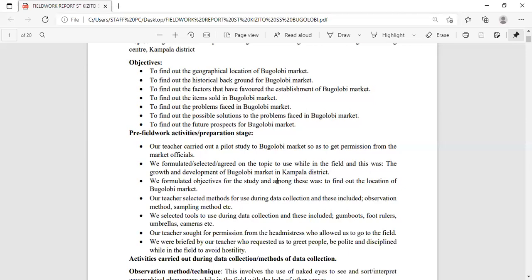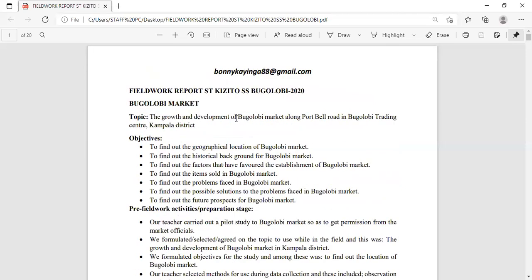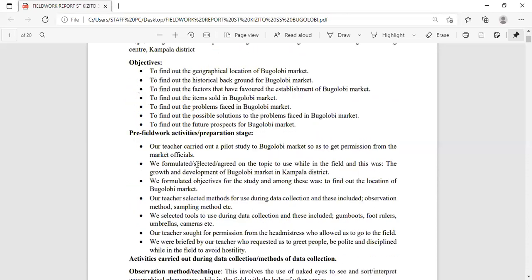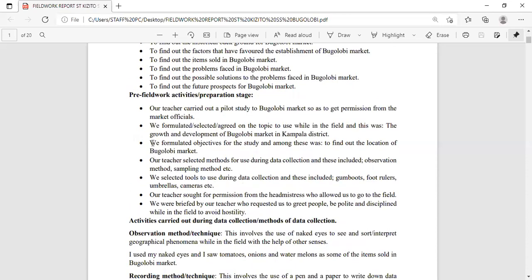So you formulate the topic from the ideas you get in class, and the topic should have the virtues of a topic, that is the what and where. For example, our topic is the growth and development of Bugolobi market. I encourage you to always write this topic in capital letters. If in small letters, you underline it, because the topic should be different. Are we still together?